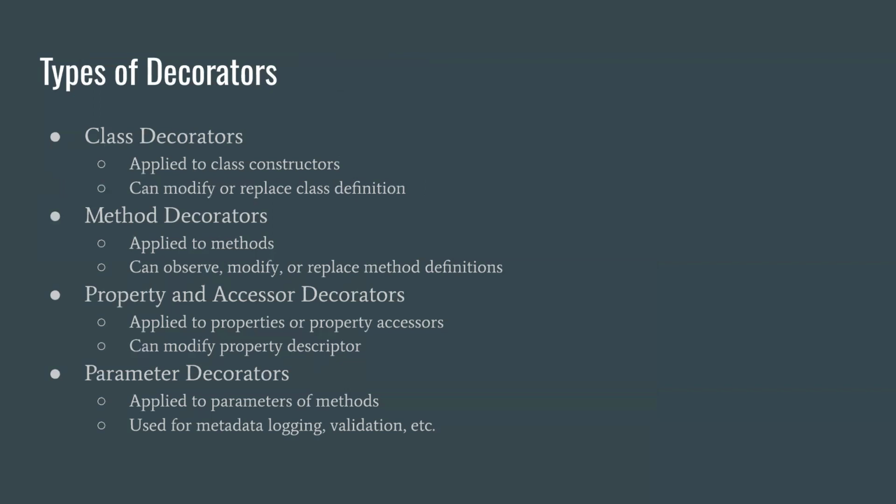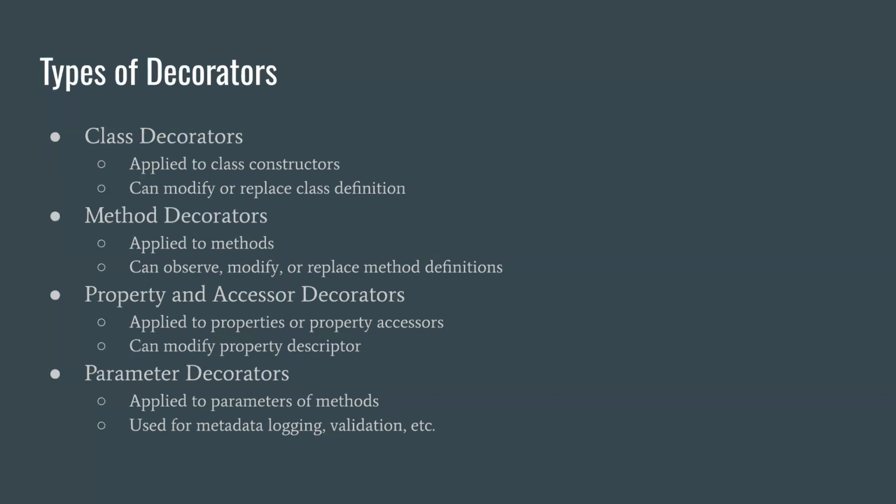Types of decorators. In TypeScript, there are several types of decorators, each serving different purposes. First is class decorators, second is method decorators, third is property and accessor decorators, fourth is parameter decorators. Class decorators are applied to the constructor of the class and can be used to modify or replace the class definition.